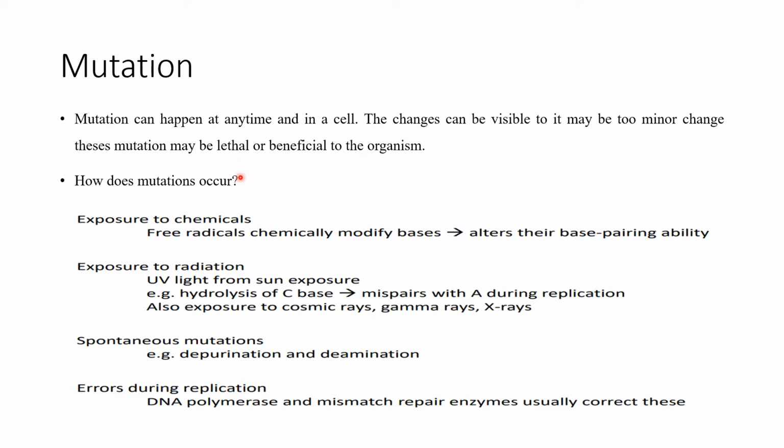Mutations can arise from chemical modifications and UV radiation. There are spontaneous mutations and errors during replication. Moreover, these mutations can be reverted back to the normal state, and hence they are reversible. Mutations in somatic cells are never passed to the next generation. If a mutation happens in a somatic cell, it will never pass to any daughter cell or any next generation.